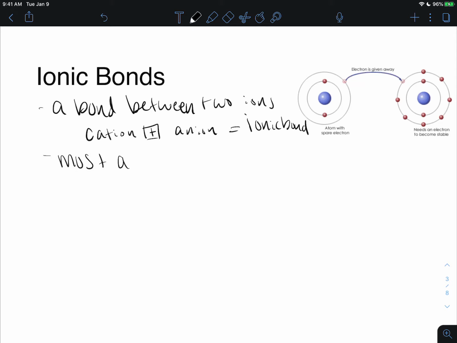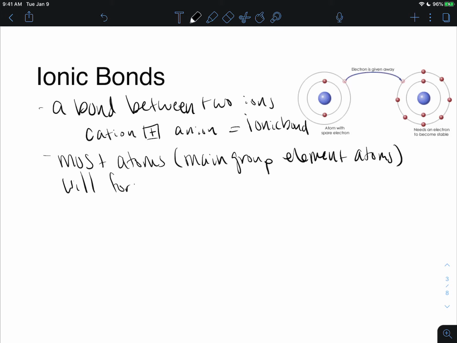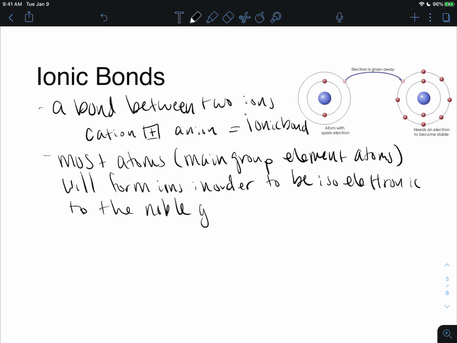So most atoms, our main group element atoms, will form ions in order to be isoelectronic to the noble gases, as in form a noble gas configuration.